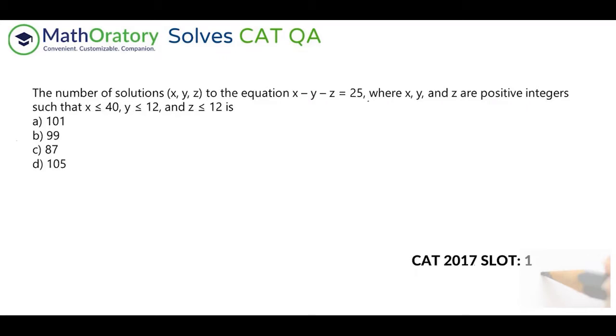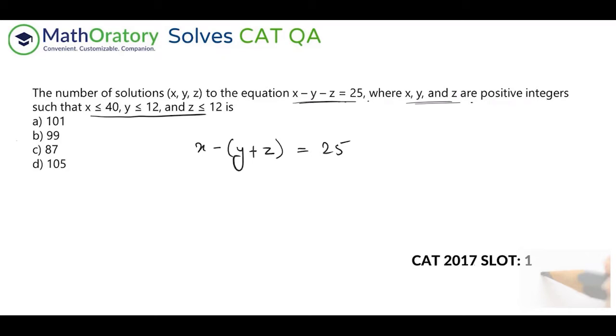So the number of solutions to this equation where x, y, z are positive integers, and these are the limitations, right? So let me just write this down, because y and z have the same parity in terms of the sign of it. So I'll just write this as something like this. I hope this is simple enough to understand.